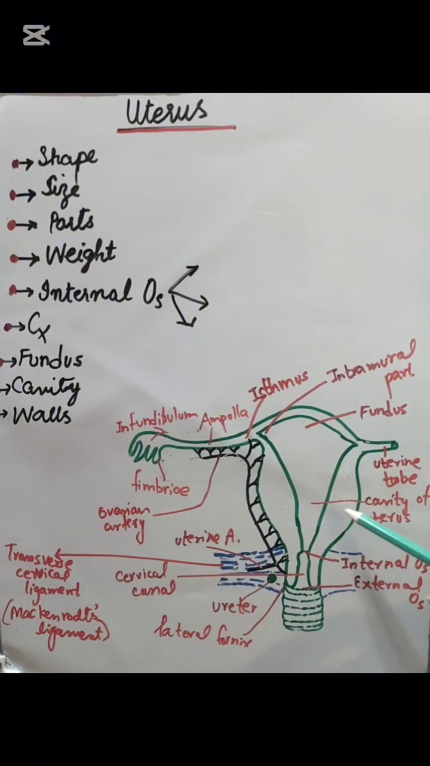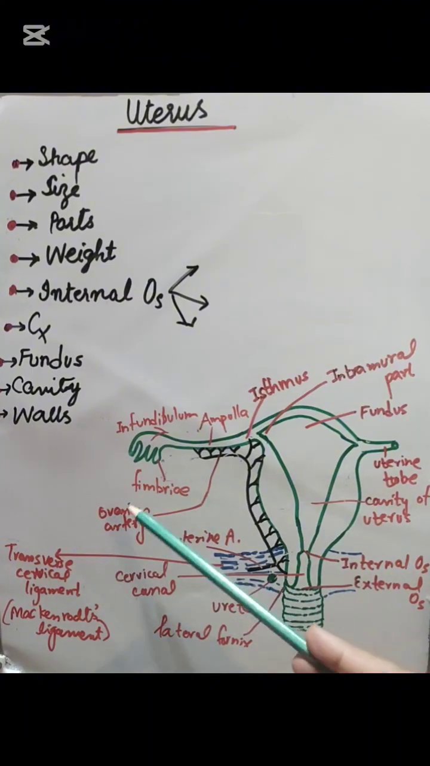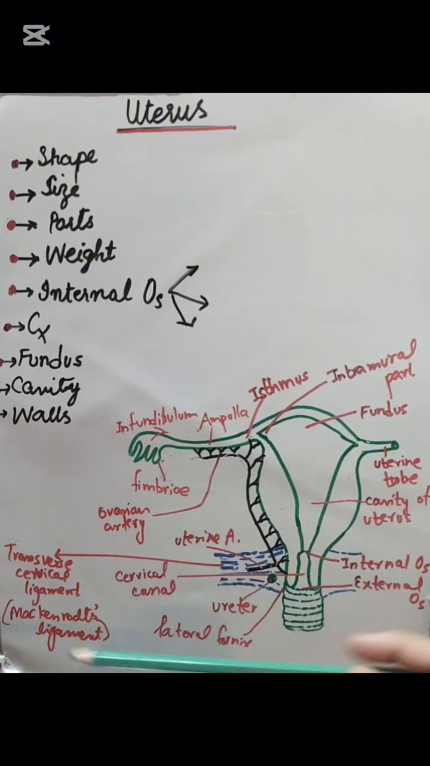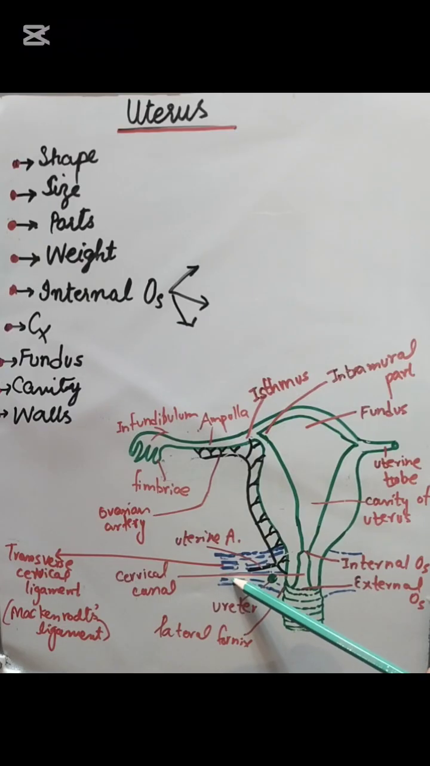Here you can see this is the cavity of the uterus, this is the internal os, this is the external os, and here lies the uterine artery just above the ureter. And then this is the lateral fornix, this is the cervical canal. And what is this bluish structure? It is the transverse cervical ligament, which is also called Mackenrodt's ligament.